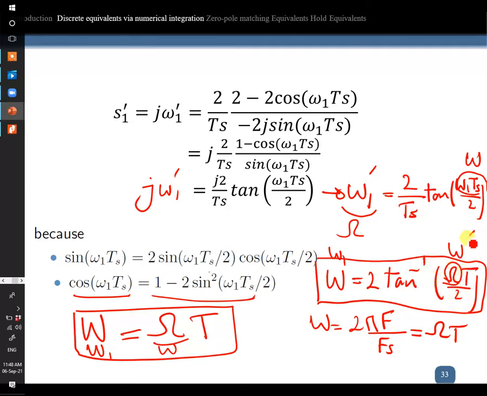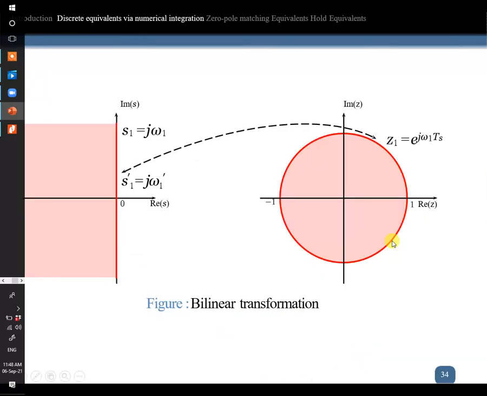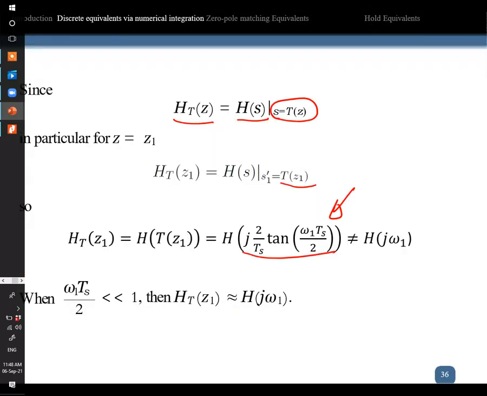Again, here I put omega prime 1. Okay, these will not be equal, but you can change to the discrete time. They become equal when omega1 Ts is much smaller than 1; then H(z) is equal to H(j omega1), because it becomes completely linear.